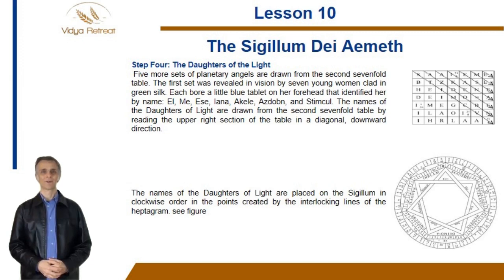The names of the Daughters of Light are drawn from the second 7-fold table by reading the upper right section of the table in a diagonal, downward direction. The names of the Daughters of Light are placed on the sigillum in clockwise order in the points created by the interlocking lines of the heptagram. See figure.